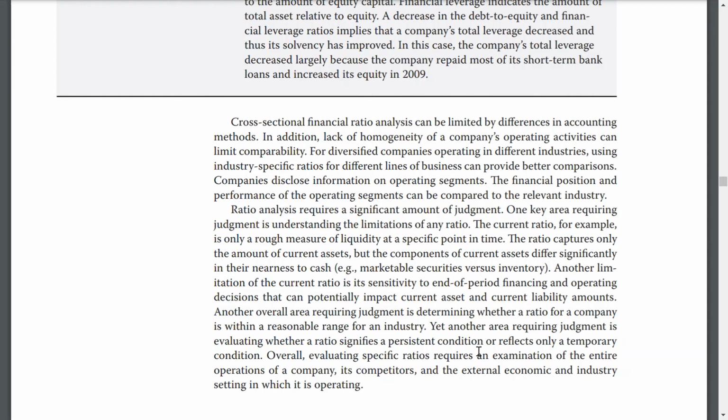Another area requiring judgment is determining whether a ratio for a company is within a reasonable range of an industry. Yet another area requiring judgment is evaluating whether a ratio signifies a persistent condition or reflects only a temporary condition. Overall, evaluating specific ratios requires an examination of the entire operation of the company, its competitors, and the external economic and industry settings in which it is operating.